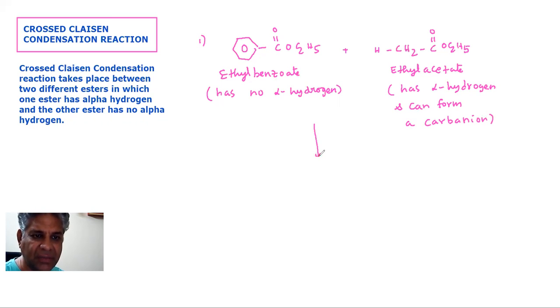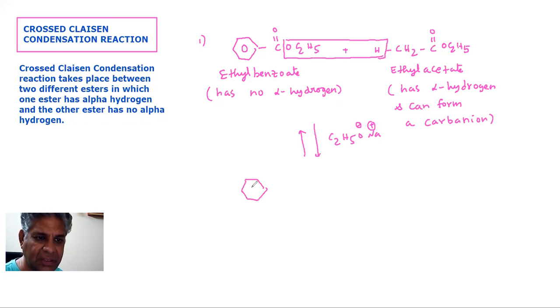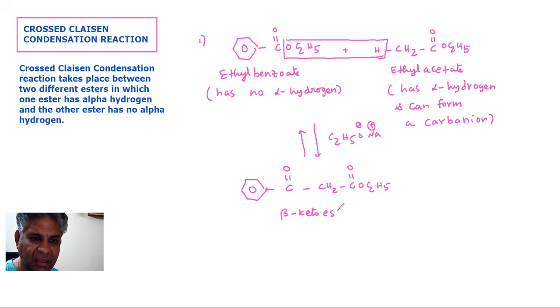Now this on reaction with your base C2H5O minus Na plus, you treat with sodium methoxide. Just remove this ethanol and write down the product as it is. Now this is your C6H5, C double bond O, single bond CH2, and then C double bond O, C2H5. See, this is a beta keto ester. Again, this is a beta keto ester. So here there are only 3 carbons, 1, 2, 3.